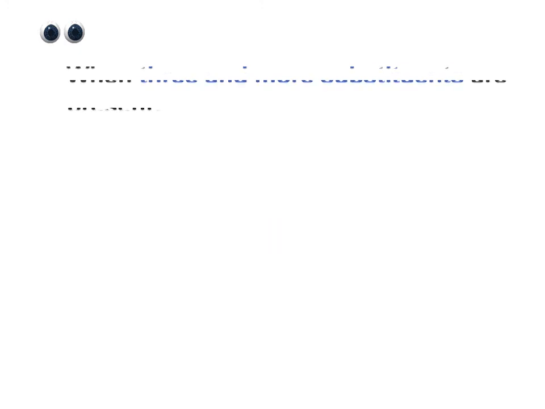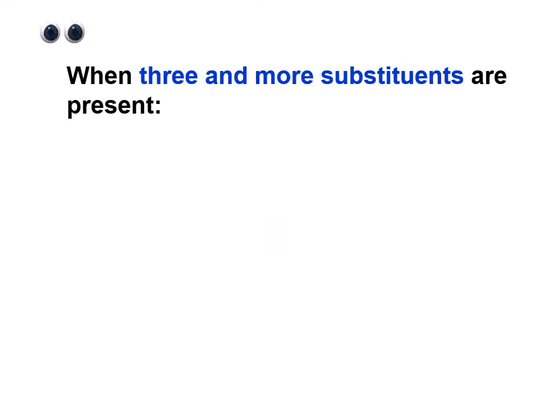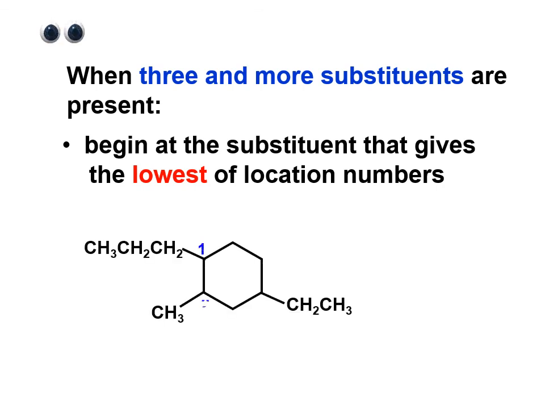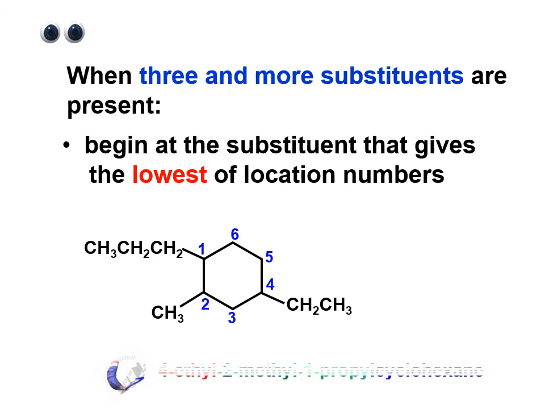When 3 or more substituents are present, begin at the substituent that gives the lowest set of location numbers. Example: this cycloalkane name is 4-ethyl-2-methyl-1-propylcyclohexane.